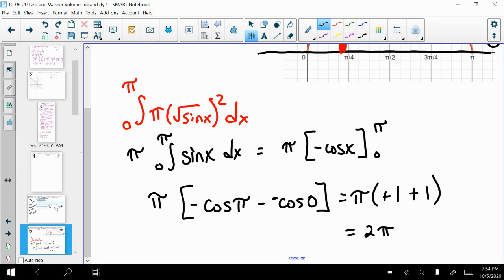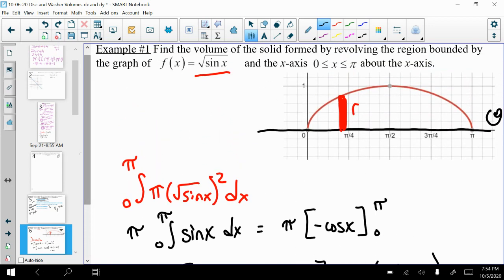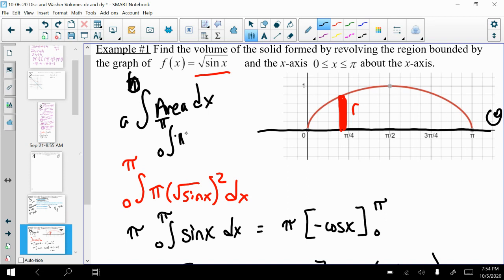All right. Let me know if you have questions on that. Really, the big one is 0 to pi of my area dx, because this is my area. Well, we can call it a to b in this one. 0 to pi of pi r squared. And then that's my radius. Okay, let's try the next one.